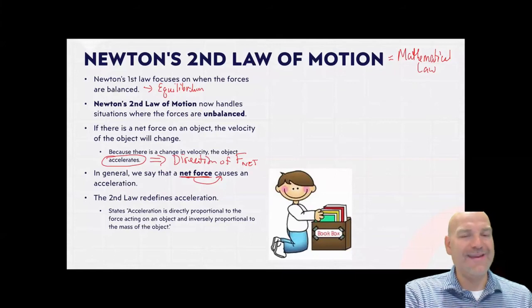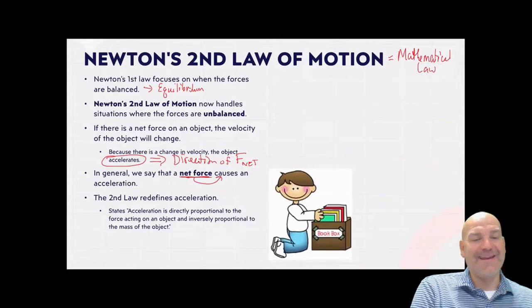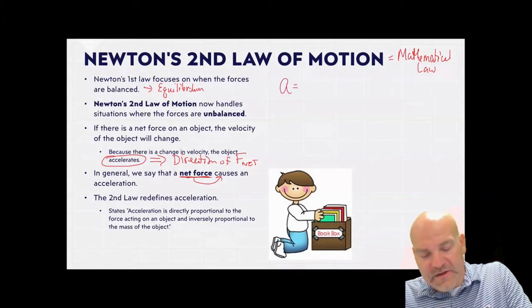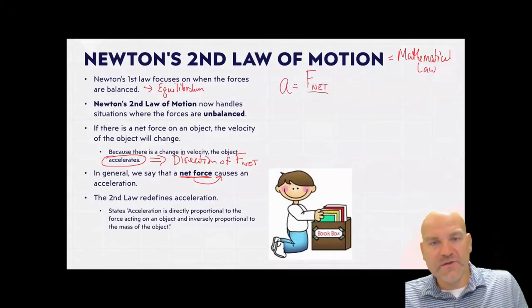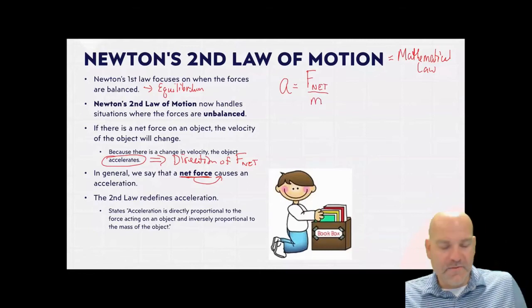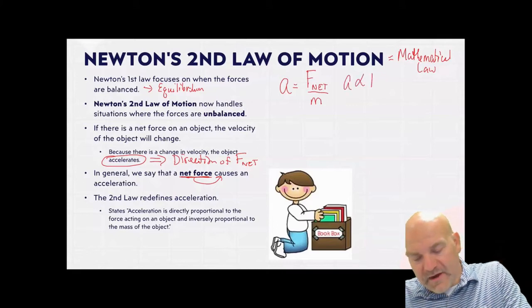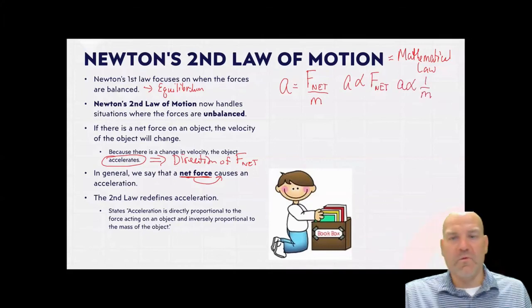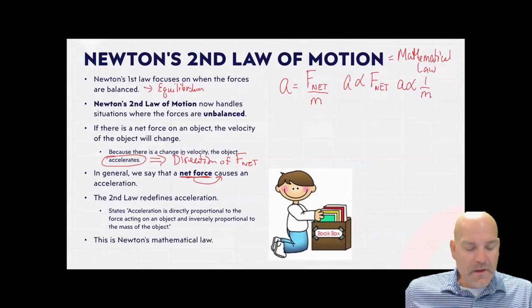Basically, the second law will redefine acceleration. It states that acceleration is directly proportional to the net force acting on an object and inversely proportional to the mass of the object. And so we say that a is directly proportional to F net, and a is inversely proportional to m, or proportional to 1 over m.